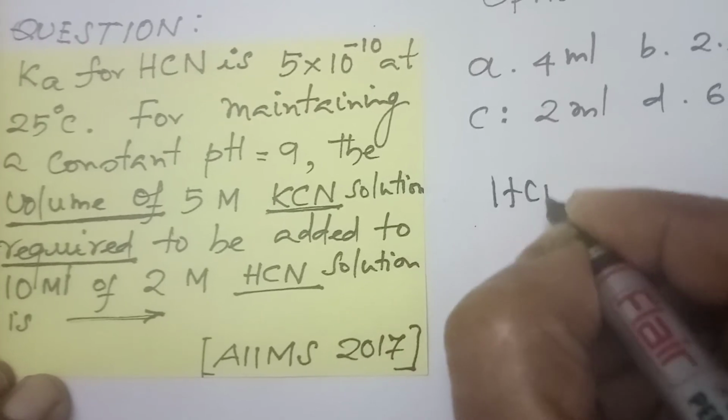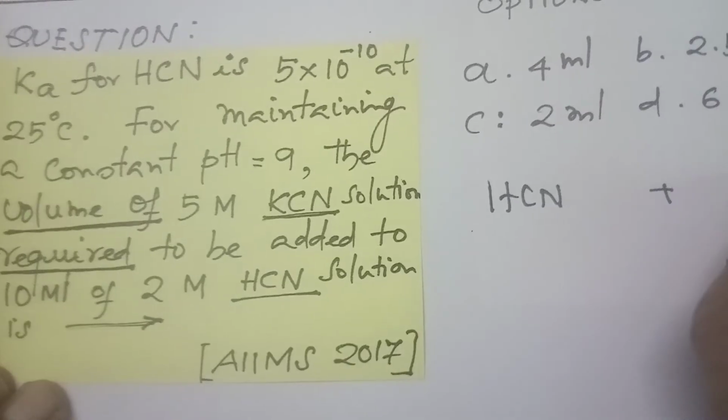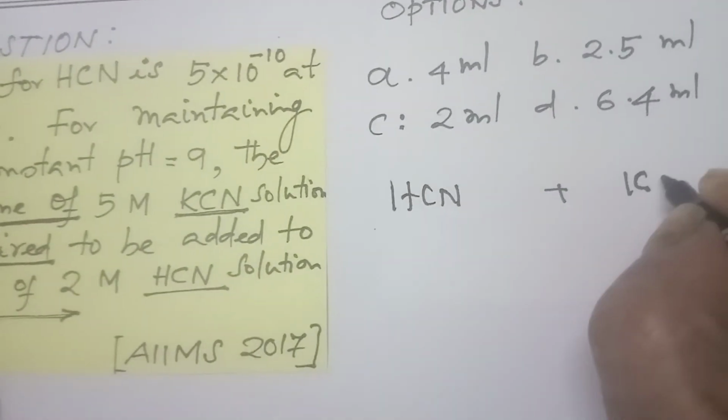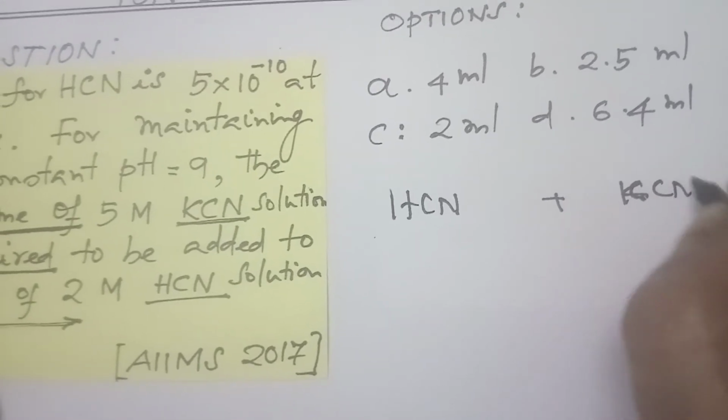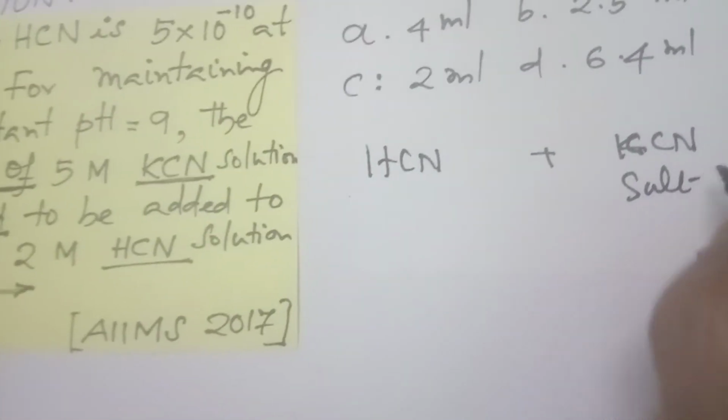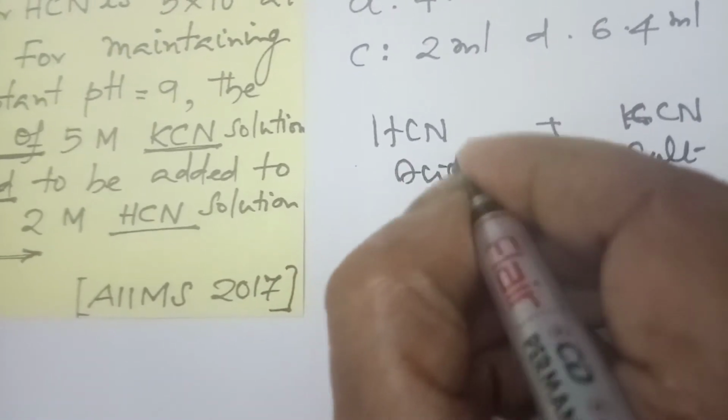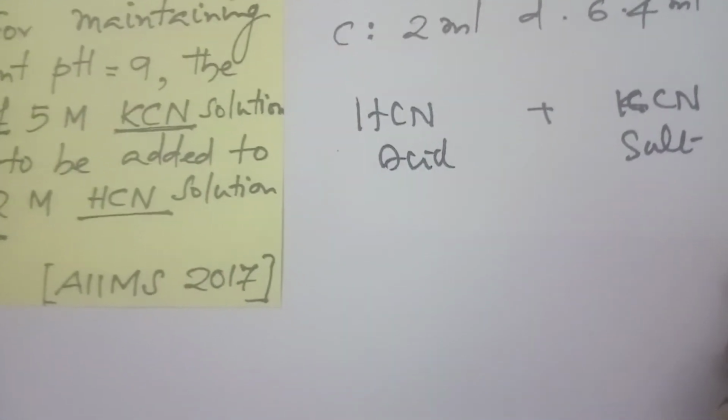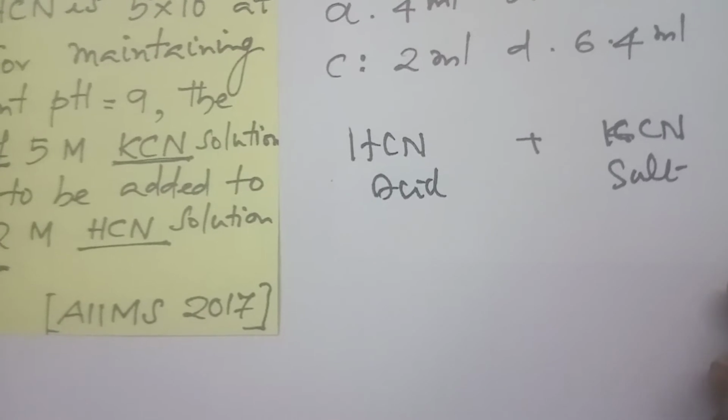This question needs the knowledge of the things that are mixing. The first chemical is KCN and the other one is HCN. KCN is the salt and HCN is the acid. You are getting a buffer solution with that pH. They are asking now the volume of 5M KCN.